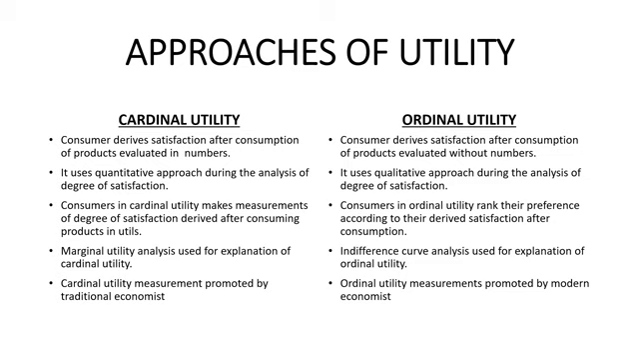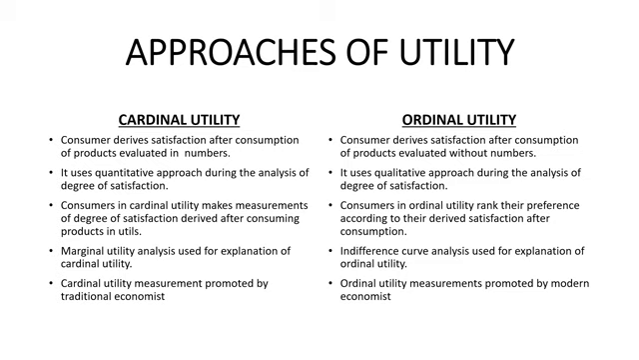The next point, cardinal utility, says that it uses a quantitative approach during the analysis of degree of satisfaction. As it is based on numbers, obviously it is the quantitative approach, whereas the one based on preferences is the qualitative method. Then the third point says consumers in cardinal utility measure the degree of satisfaction derived after consuming products in utils, that is the imaginary unit. And consumers in ordinal utility rank their preferences according to the derived satisfactions after their consumption.